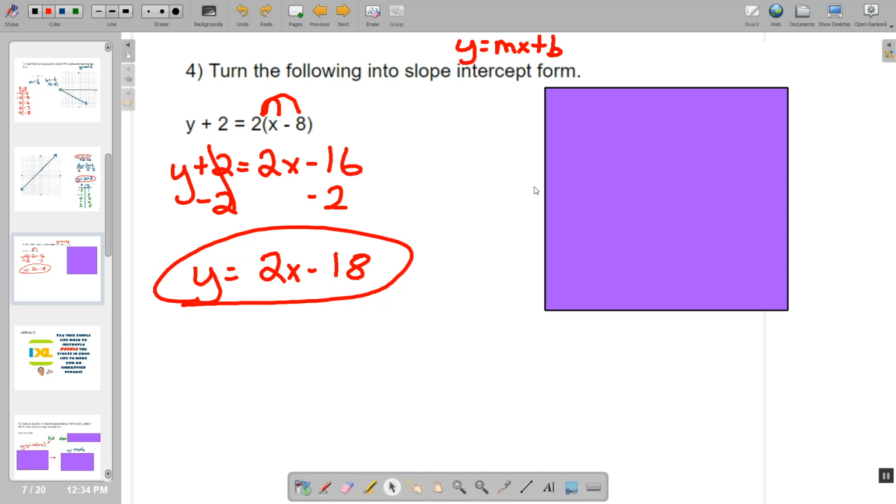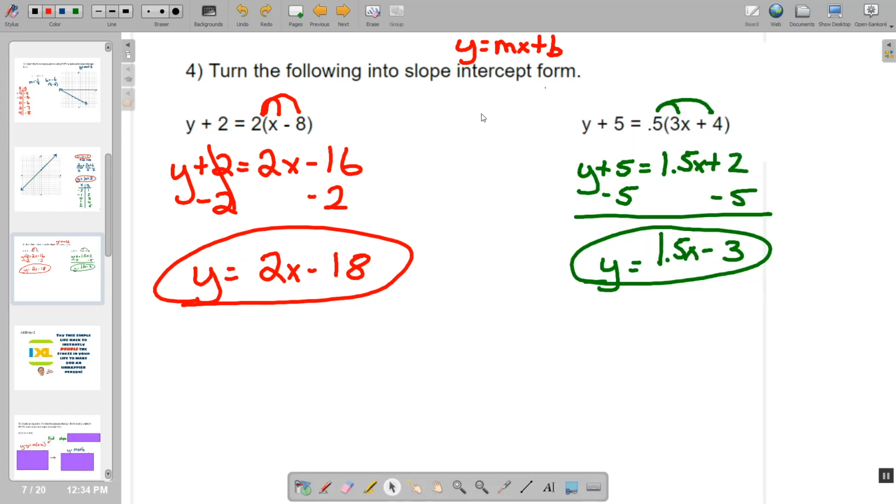The problem on the right I did for you. It looks exactly the same, except we had a fraction for our distributive property, and it ended up giving us a decimal or a fraction at the end, but everything is exactly the same as what we've been doing.